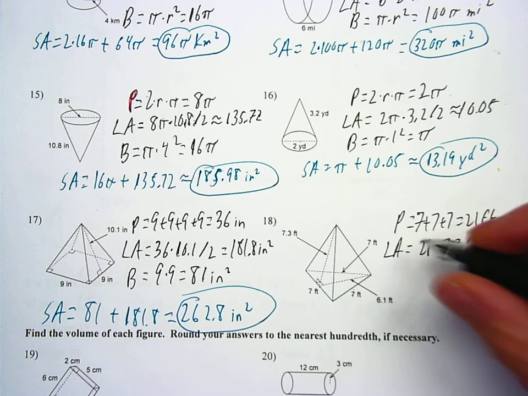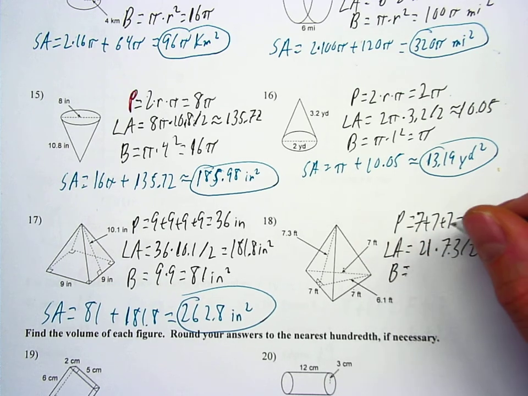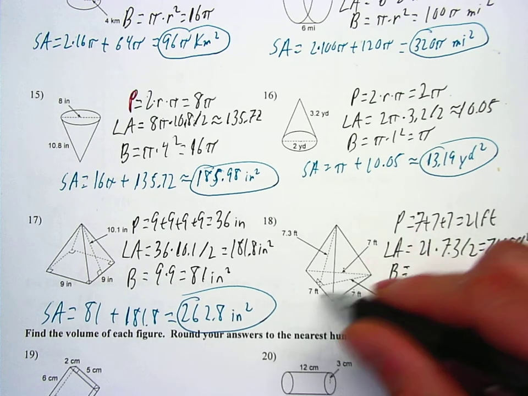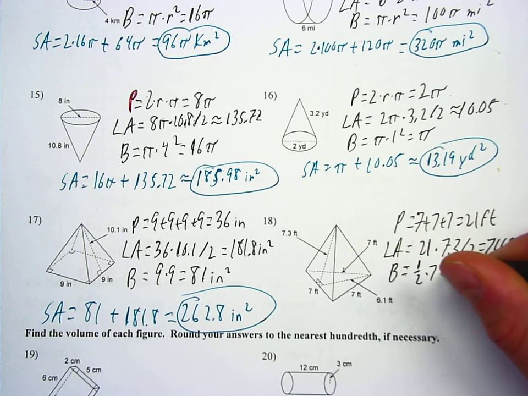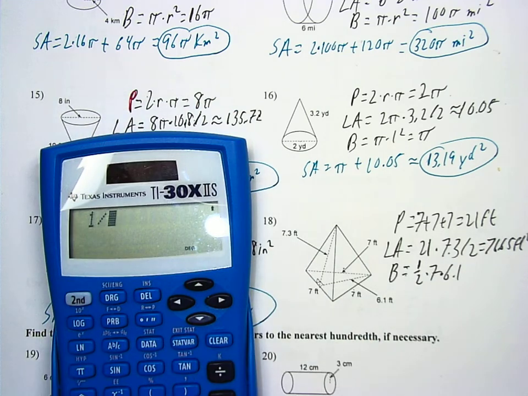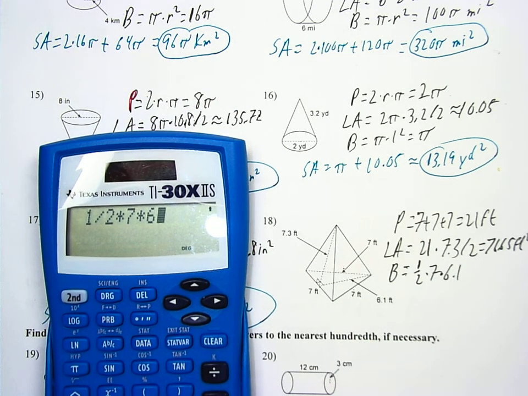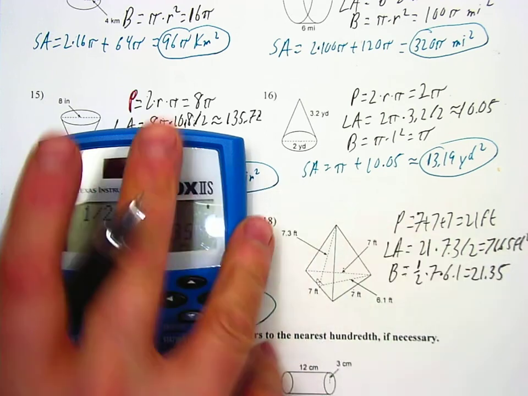The area of the base is the area of that triangle on the bottom. For the area of a triangle, you do half of the base times the height, so half of 7 times 6 1/10. That's 1 divided by 2 times 7 times 6.1, which is 21 35/100ths. That is the area of the base.